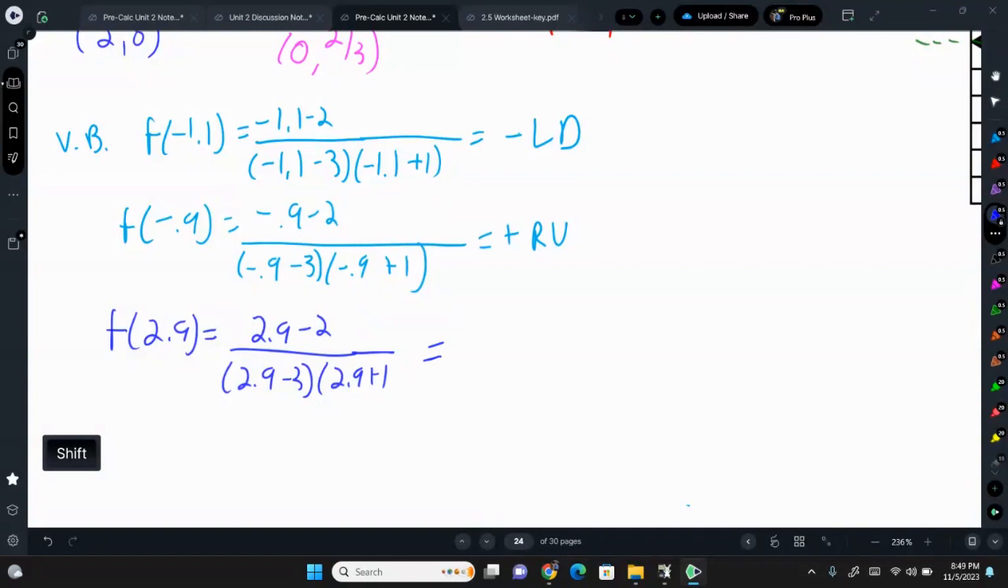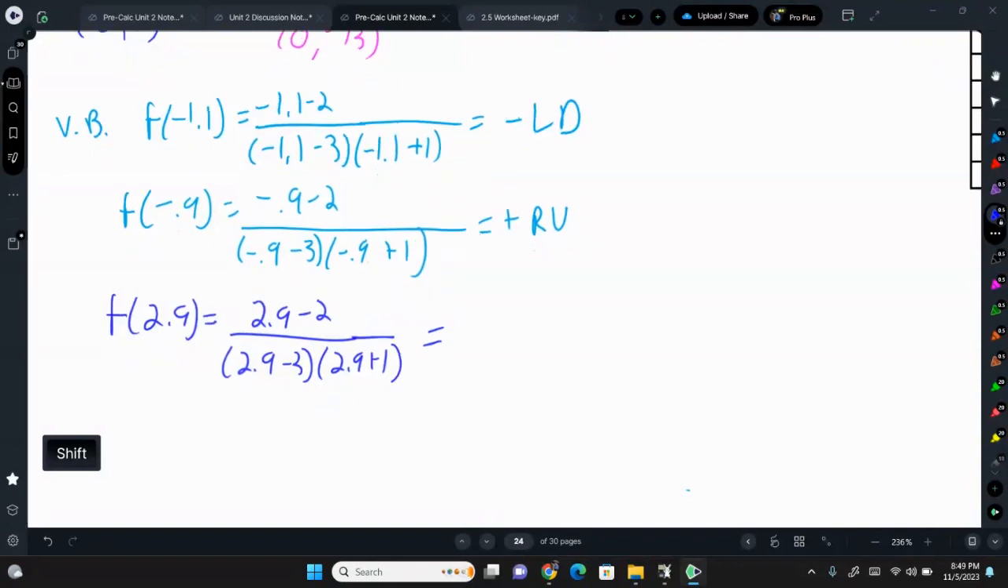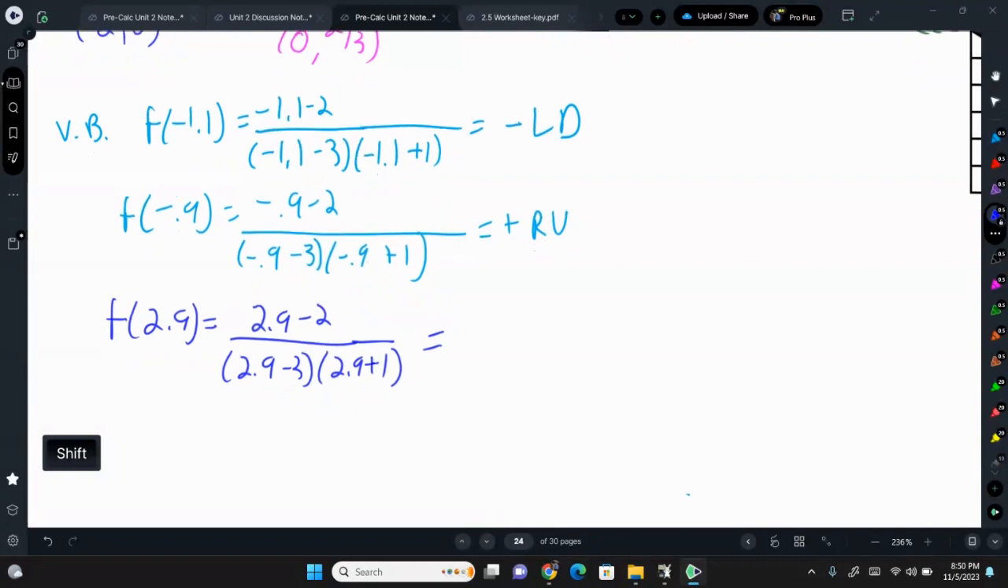Well, that's going to give us a positive in the numerator, but the denominator will still be negative. So it's going to be negative, so left side down.